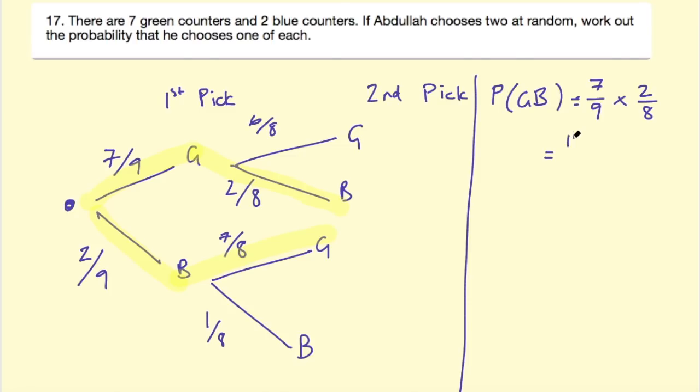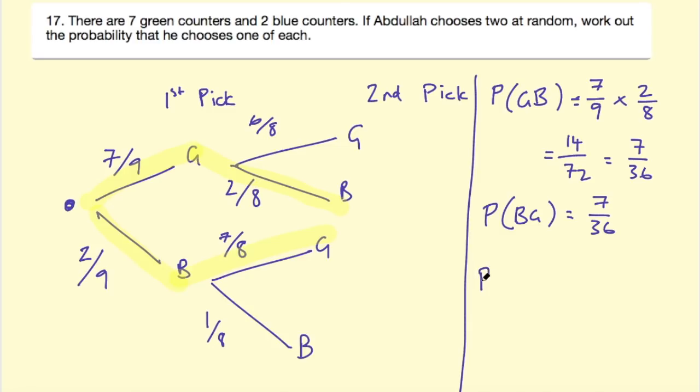So 7 over 9 times 2 over 8 is going to be 14 over, I could have simplified that, over 72, which would be 7 over 36. Cool. Then I've got the probability of blue then green. Well, it's 2 over 9 and 7 over 8. It's still going to give you the same thing. You could rearrange that, and it's going to just be 7 over 36.